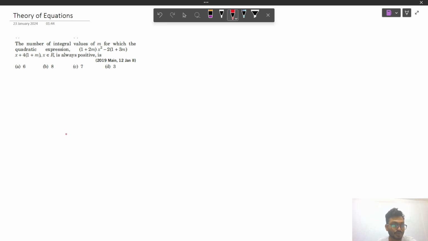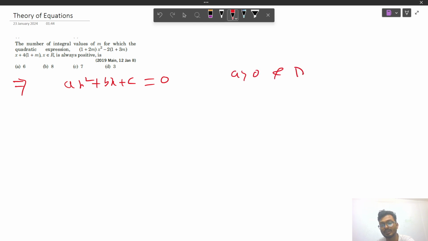So this is another question: the number of integral values of m of this quadratic equation. You have to find the integral values of m for which this expression always has a positive root. So for a positive root of ax square plus bx plus c equals 0, what do we need? a greater than 0 and D, that is the discriminant, b square minus 4ac, to be less than 0. So comparing this equation with this, what we get?